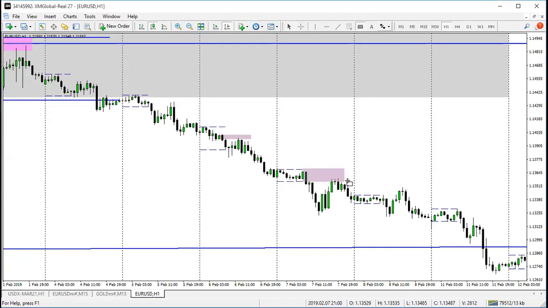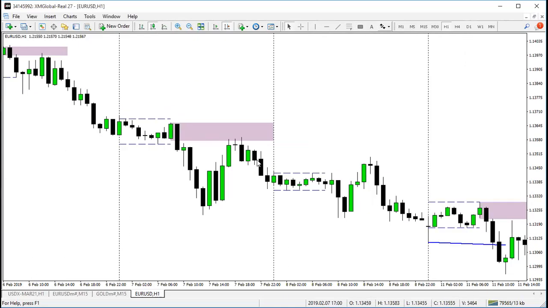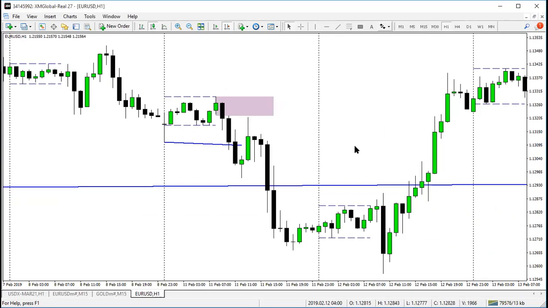What about this one? Well, also a return with the wick. Another return to order block. Let's look for another one. This is the BMS. The last order block is this one. Almost, yeah. Didn't touch it though.